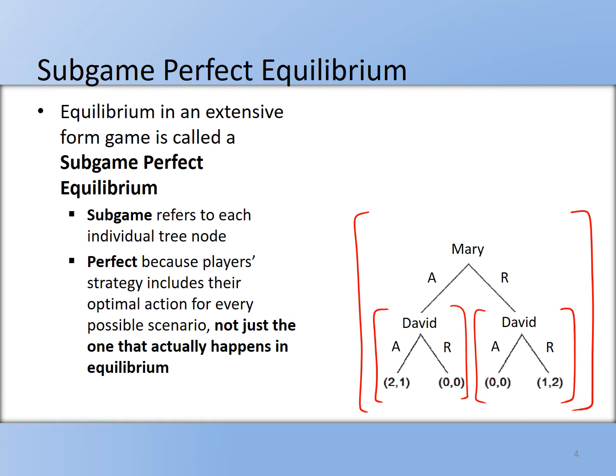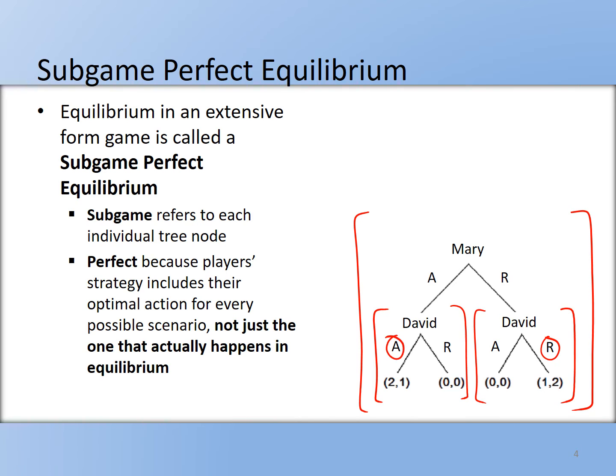What is perfect? Perfect means that the players are required to pick the optimal action in every single subgame. What does that mean? Take a look at these cases. The right-hand side is the easy case. On the right-hand side, Mary chooses the romance movie. David responds by choosing the romance movie, because that's the best he can do.